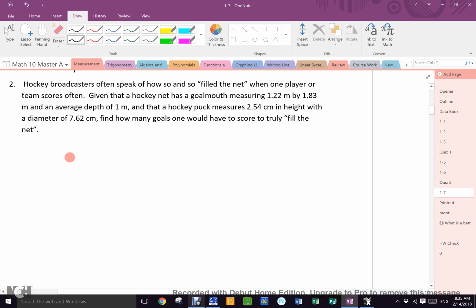A puck is a cylinder. That was a crappy cylinder drawing, Myers. That is 2.54 with a diameter of 7.62. Right? How many dimensions does the hockey net have? It's a real life thing, guys. How many dimensions does the hockey net have? There's no trick here. 3.